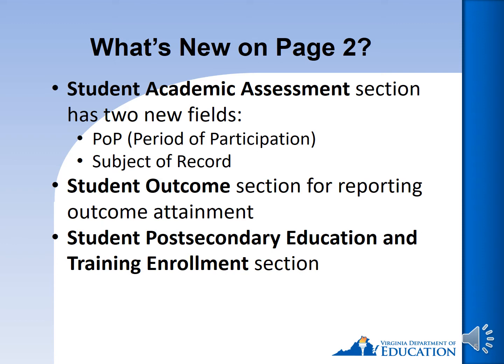What's new on page 2? Part of the student assessment information section was moved from page 3 to page 2, and renamed Student Academic Assessment Information. In addition, 2 new columns were added: a POP column for tracking the period of participation when the assessment is administered, and a Subject of Record column for selecting which assessment subject area should be the subject of record.